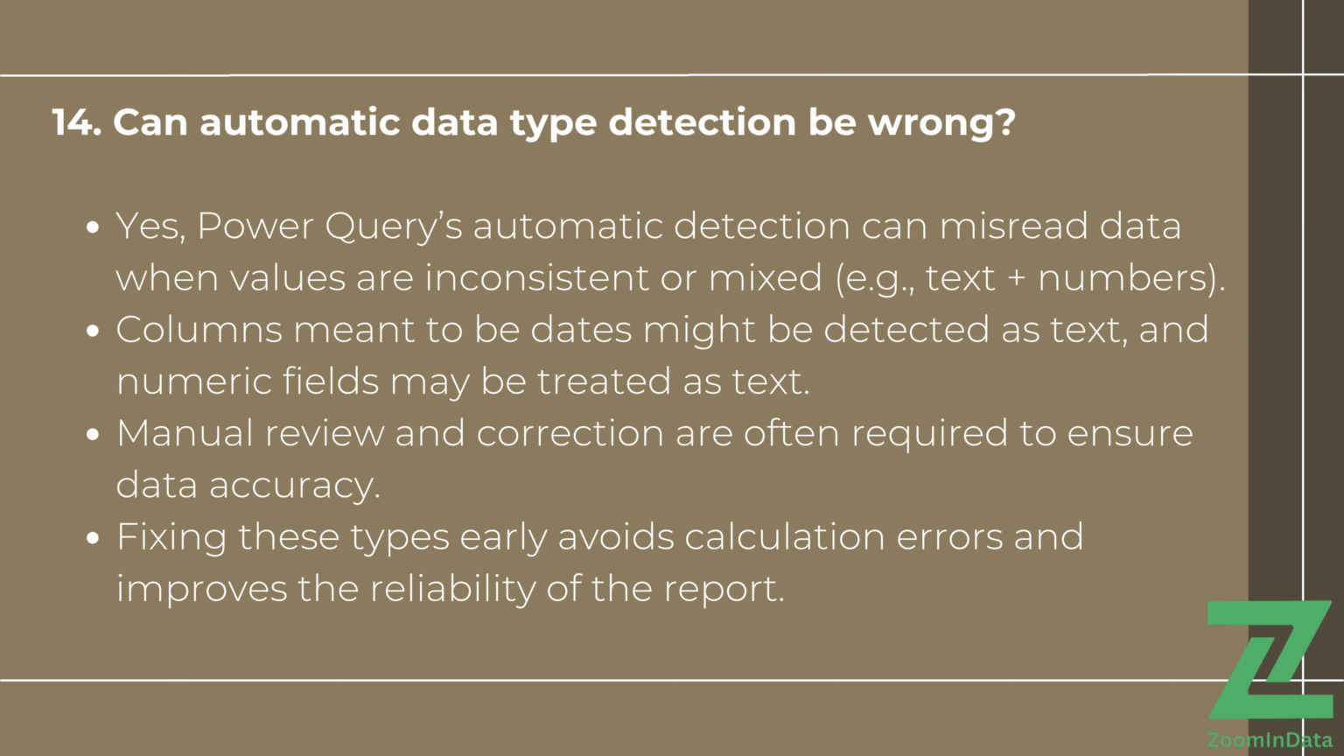Fourteenth question. Can automatic data type detection be wrong? Yes, Power Query's automatic detection can misread data when values are inconsistent or mixed, for example, text plus numbers. Columns meant to be dates might be detected as text, and numeric fields may be treated as text.